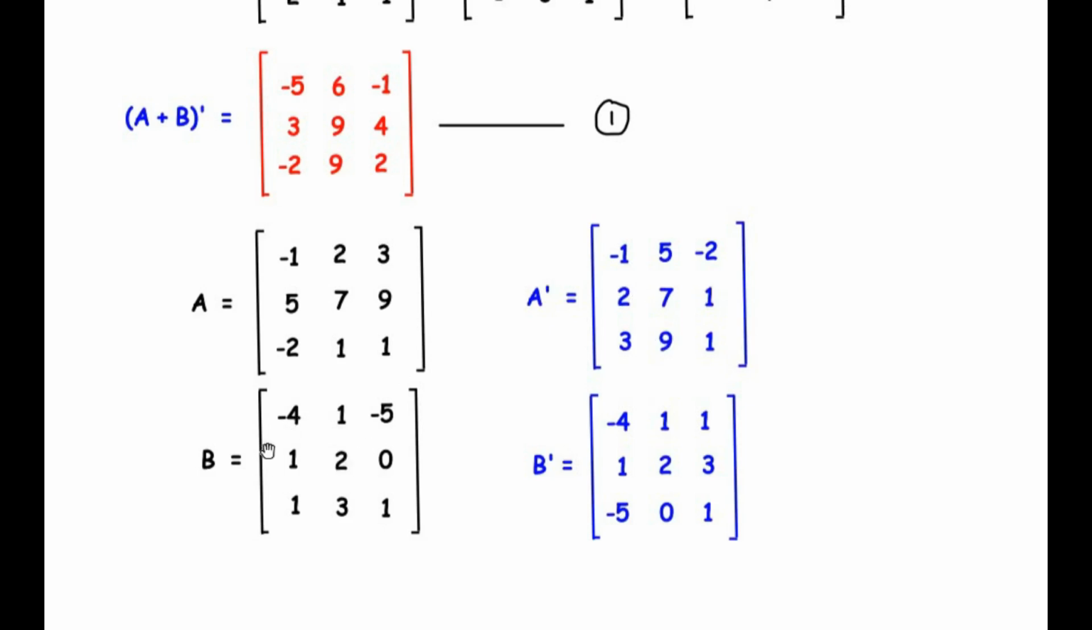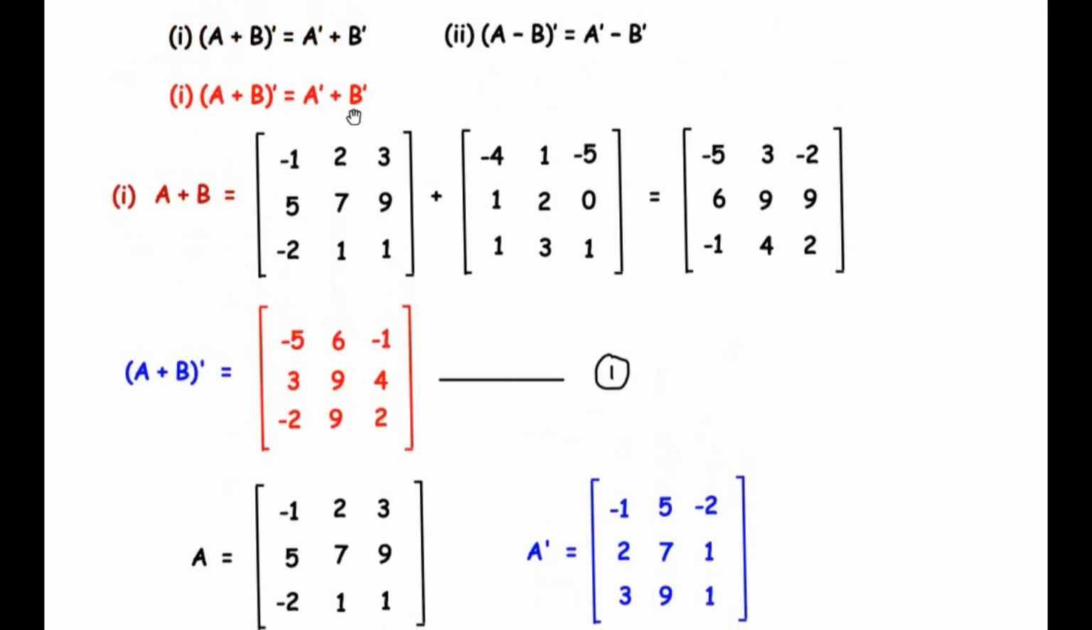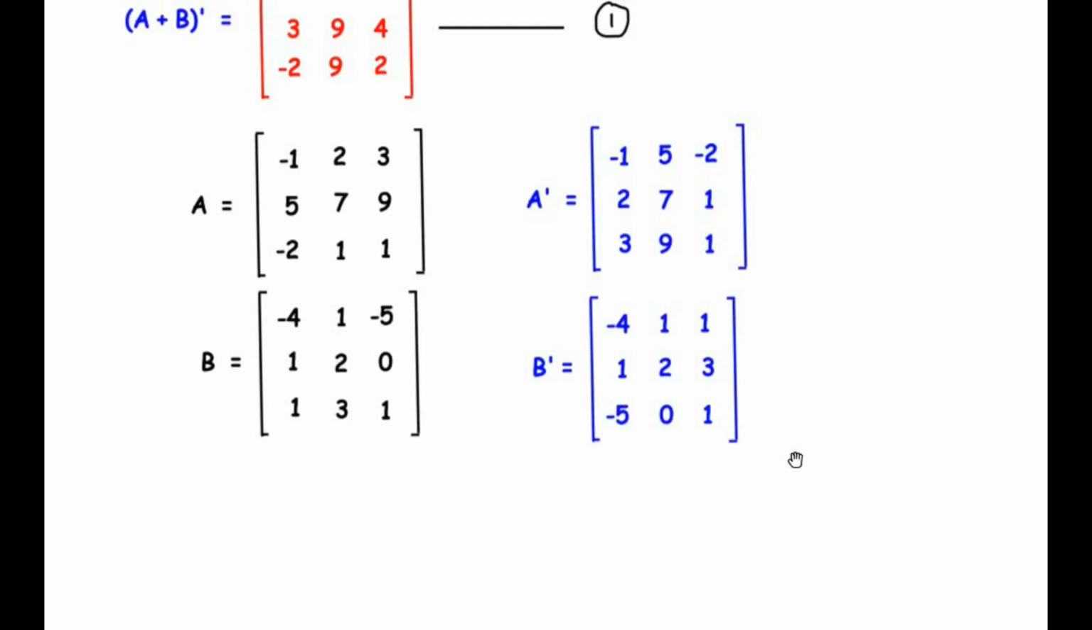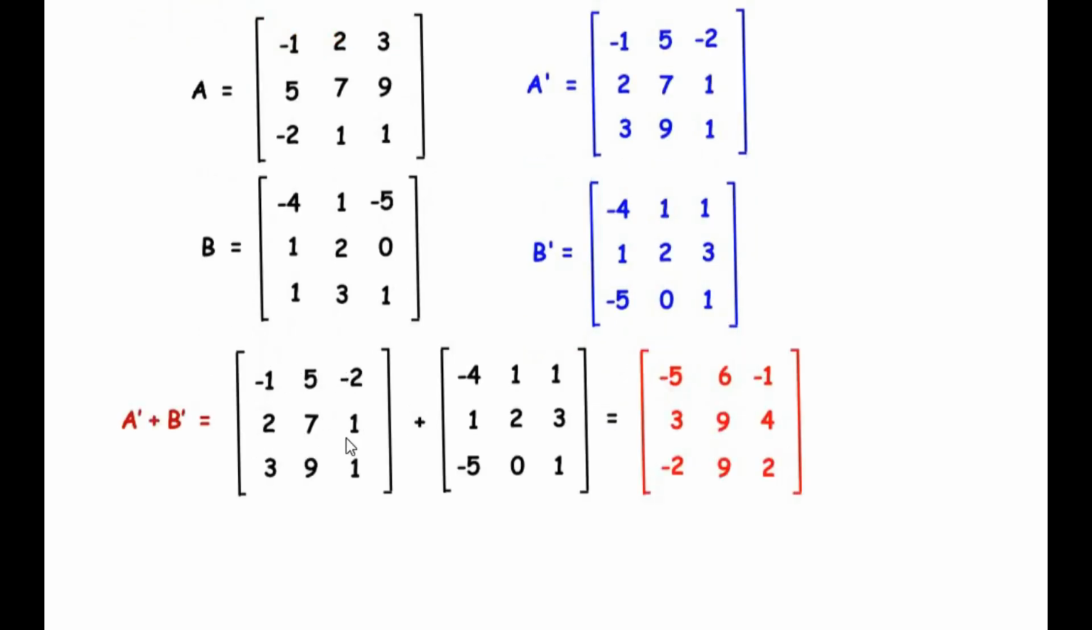Same thing is being done for the B matrix as well. The first column has become first row and similarly for second column and third column. Now once we have got the values of A transpose and B transpose, the right hand side says to find out the addition between these two. So let us add A transpose and B transpose now. So these are A transpose elements plus B transpose elements.